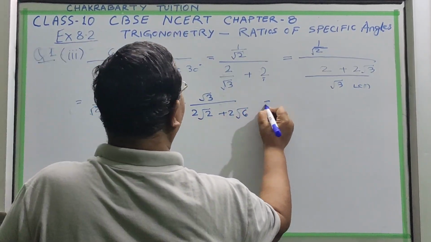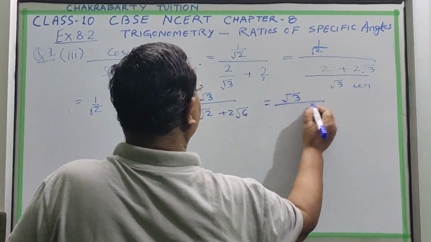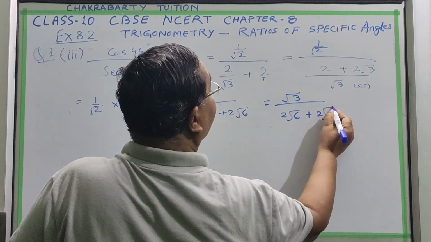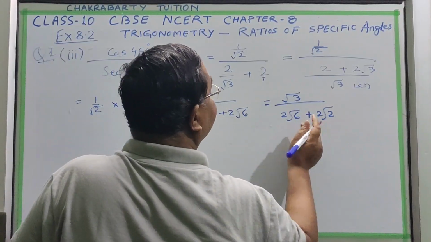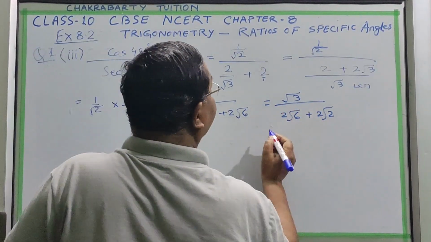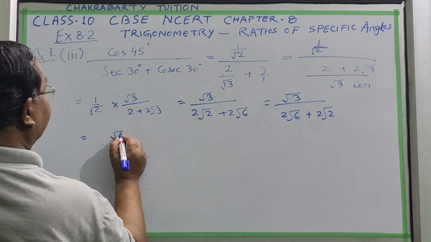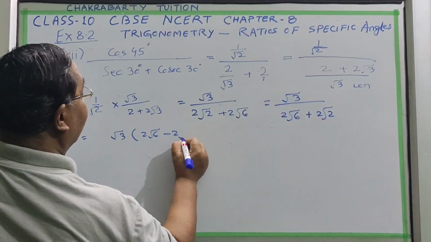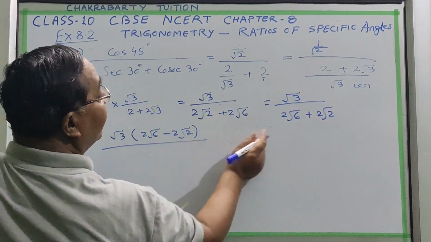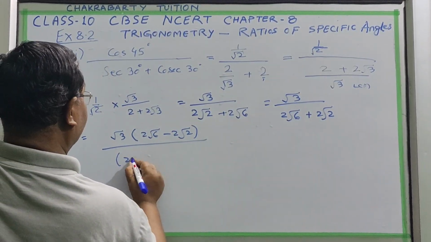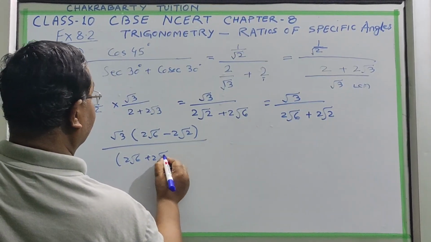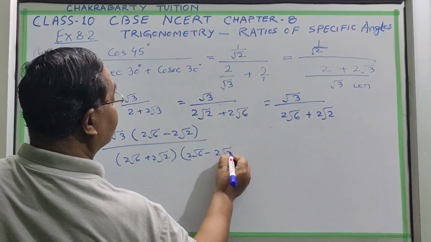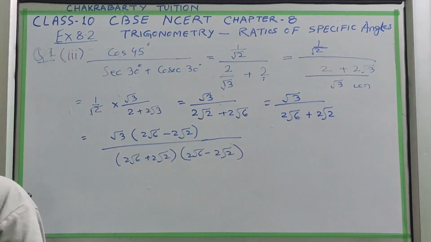So minus, you do it like this, under root 3 upon 2 under root 6 plus 2 upon 2. Now we will normalize it. We will multiply it by a minus sign figure. So what we will do? We will make under root 3 multiplied by 2 under root 6 minus 2 under root 2. Okay, and here what we will write? 2 under root 6 plus 2 under root 2 and multiplied by 2 under root 6 minus 2 under root 2. Okay, so this we have made.